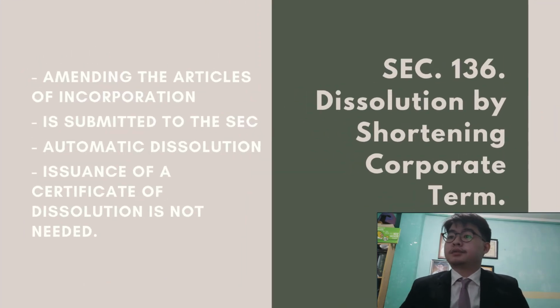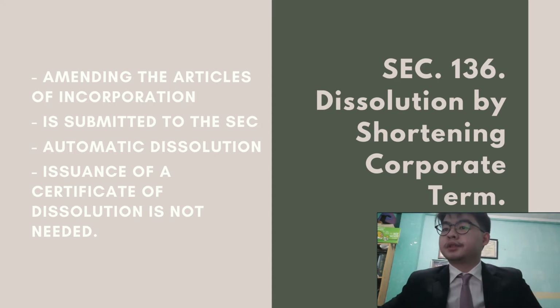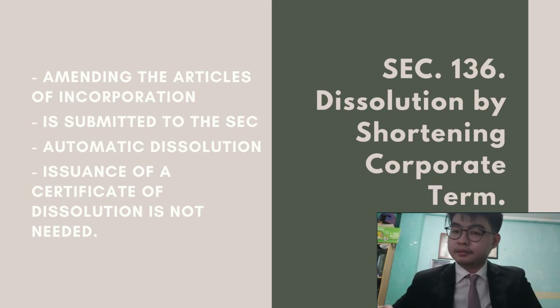So the other method of voluntary dissolution is by amending the Articles of Incorporation to shorten the corporate term. A copy of the amended Articles of Incorporation is submitted to the SEC. The dissolution will take effect automatically after the expiration of the shortened term or upon expiration of the corporate term, which is the day following the last day of the corporate term stated in the Articles of Incorporation. In this case, the issuance of a certificate of dissolution is not needed, since it is automatic.